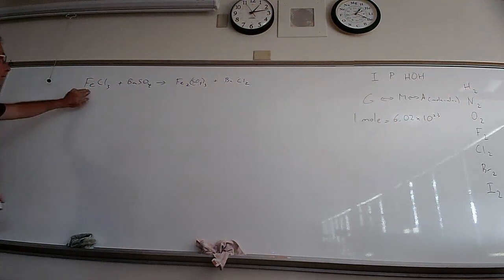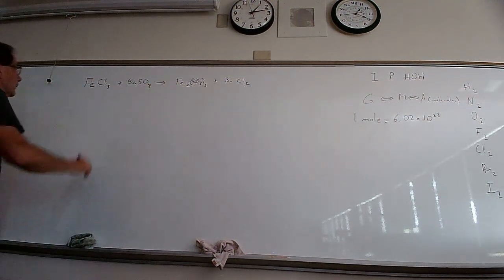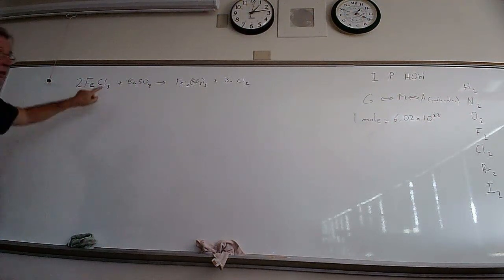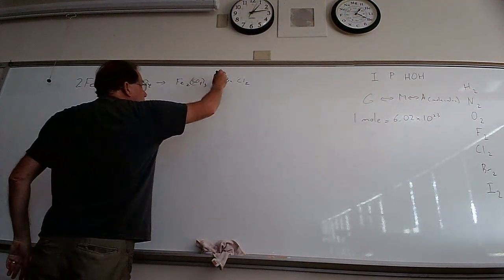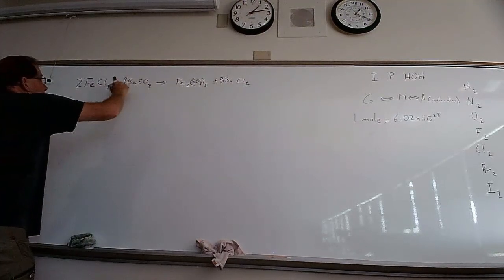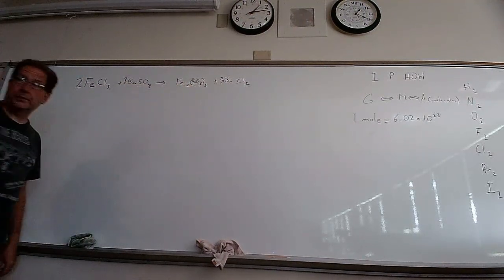How embarrassing. 1 Fe, 2 Fe, so I'll put a 2 there. Oh my gosh, I got 2 times 3, I've got 6 Cls. No prob, Bob, I'll put a 3 here. 3 times 2 is 6. 3 Ba, 3 Ba, 3 SO4, 3 SO4, all good.